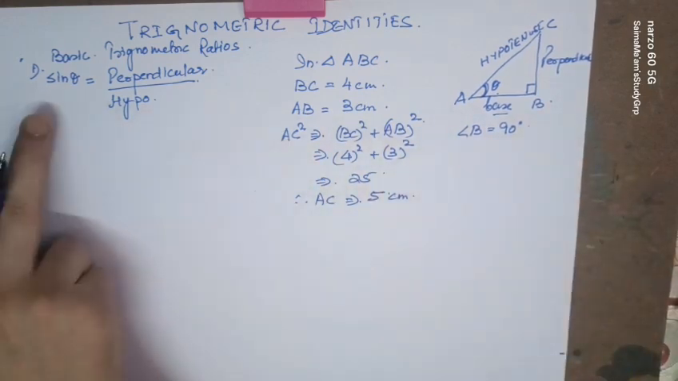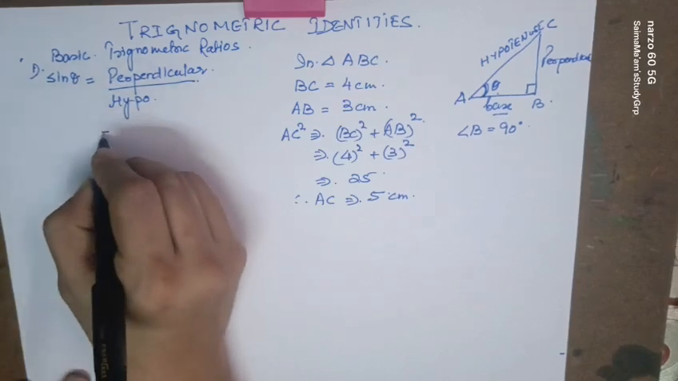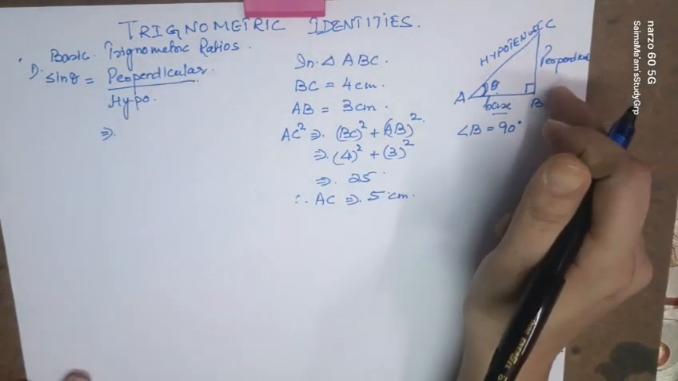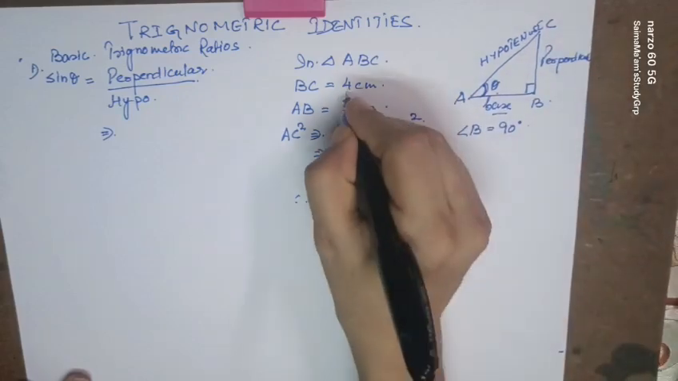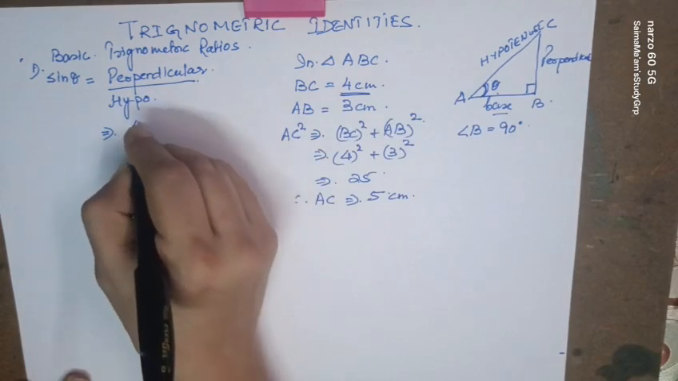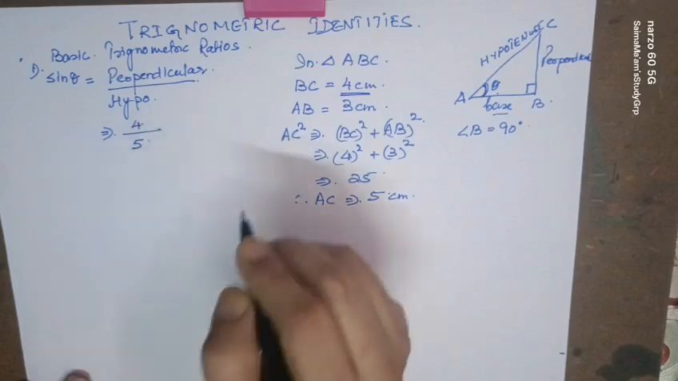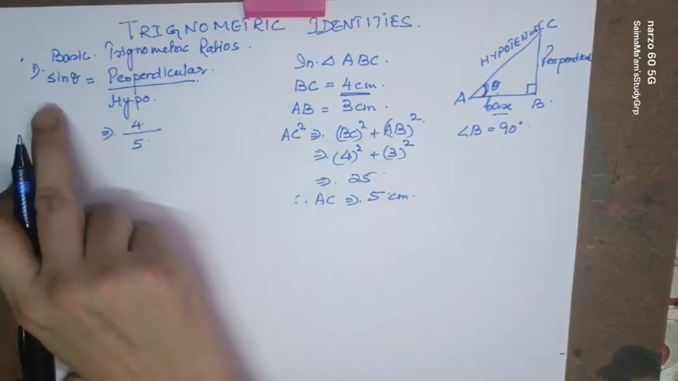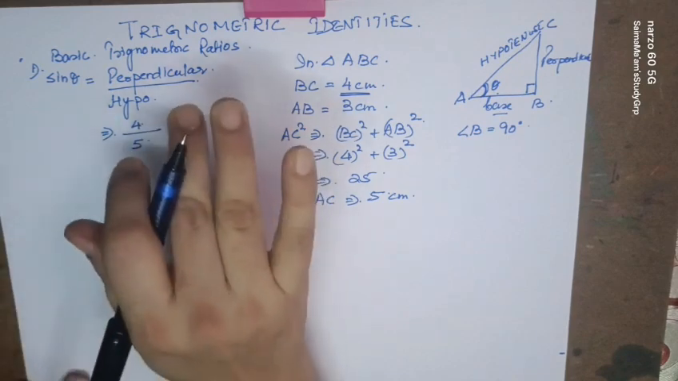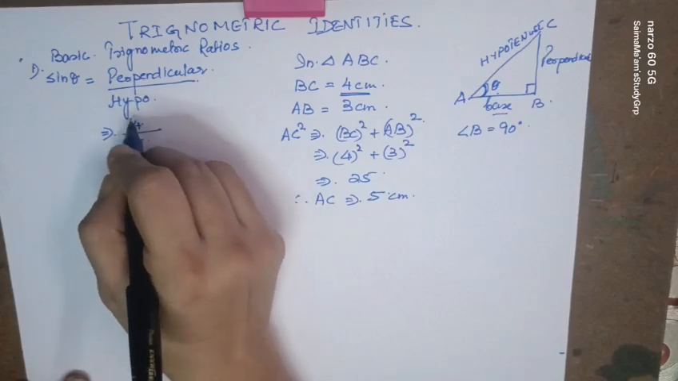Now if I am putting the value of sine theta, then what should it be? Perpendicular by hypotenuse. The perpendicular value I have considered as BC, which is 4 centimeter, divided by hypotenuse, which is 5 centimeter. So now sine theta will be equal to 4 by 5. No units over here, because this is a ratio.